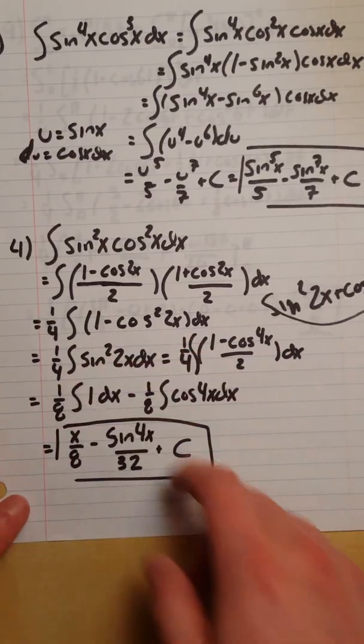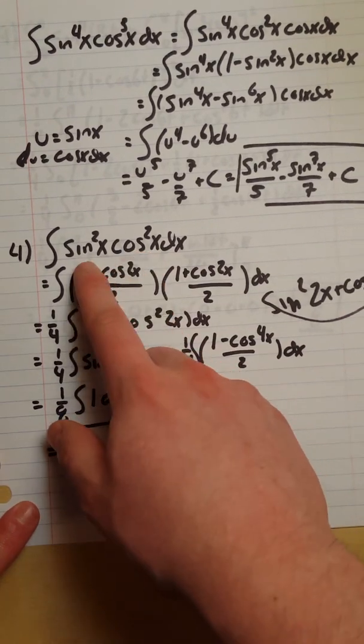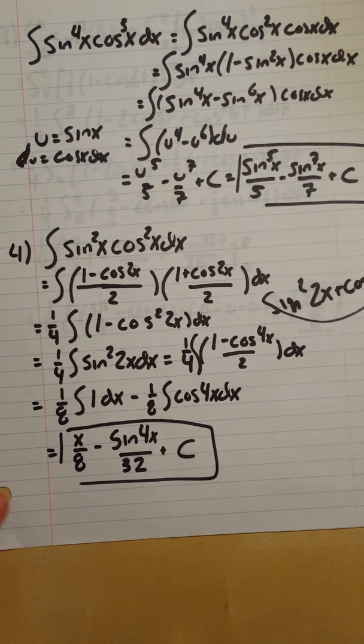So number 4, you have this problem here where both functions are of the same order power. They're both squared, sine x squared and cosine x squared dx. So in this case, you're going to want to use a different type of identity. You're going to want to use the power reducing formulas.